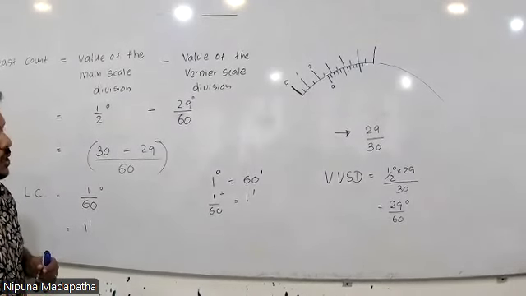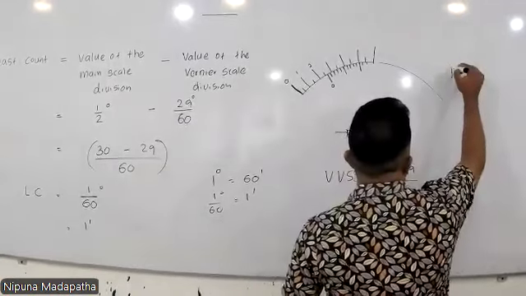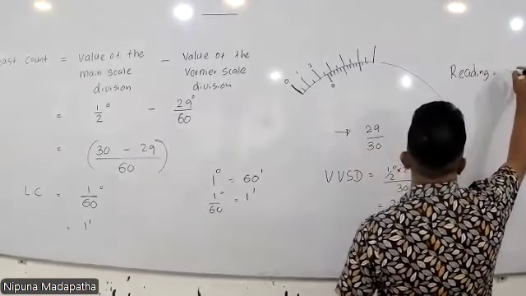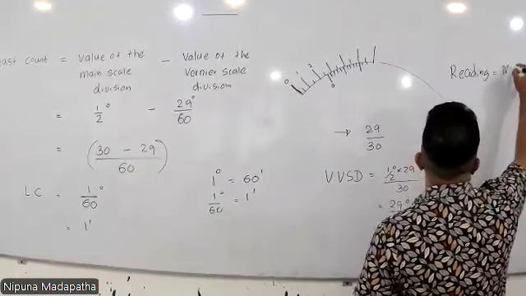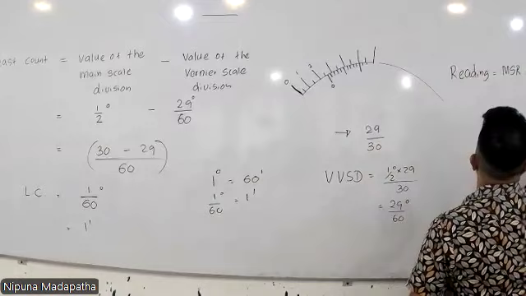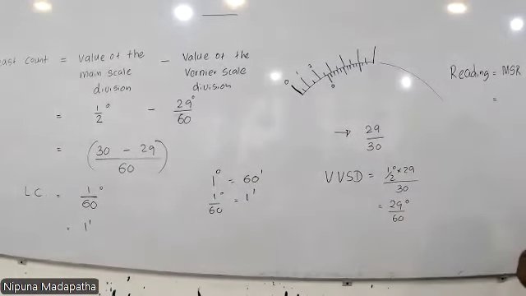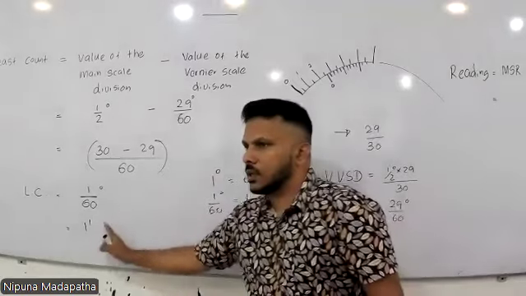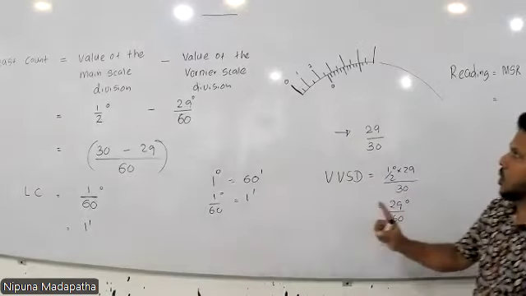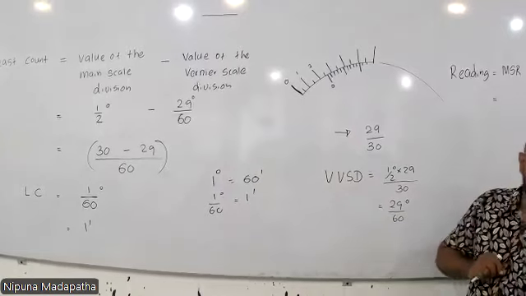First thing you need to find out is the main scale reading. Main scale reading plus, then you need to add the vernier scale reading to it. So what is the main scale reading here? Suppose the instrument is this one. It has a least count of 1 minute. Can you tell me what is the main scale reading here?